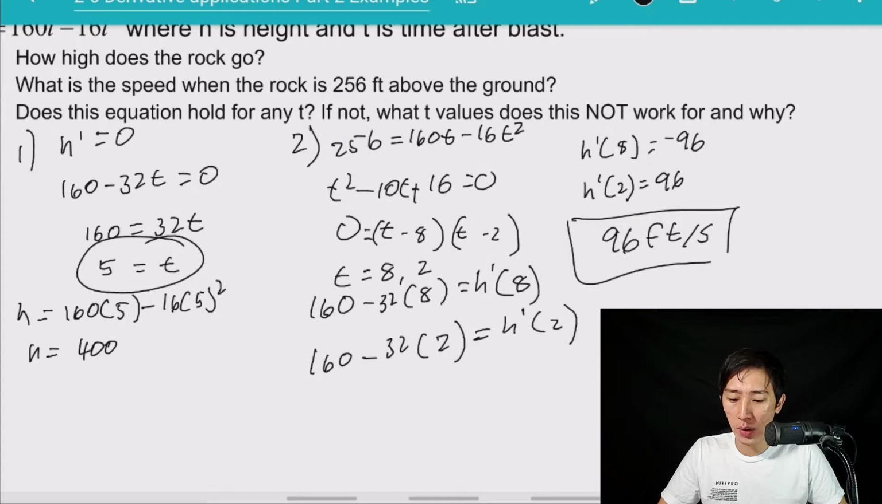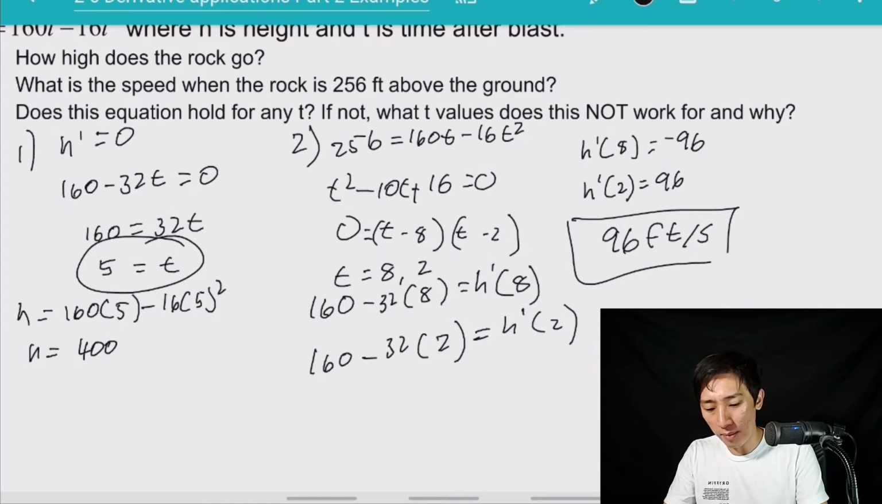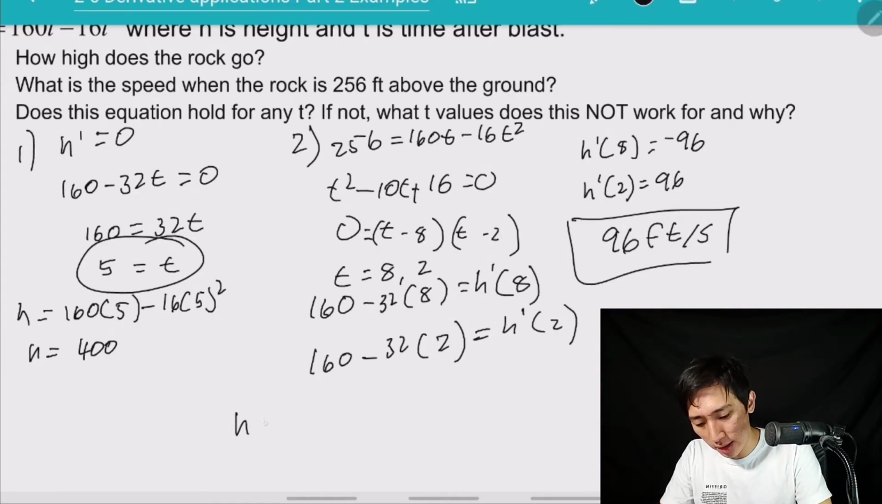Finally, does this equation hold for any t? If not, what values does this not work and why? Number one, we said it shouldn't work where t is negative. And the second place is once it hits the ground, this ceases to work because the height is just 0 once it hits the ground. So we can figure that out by saying h is equal to 0. So let's figure that out.